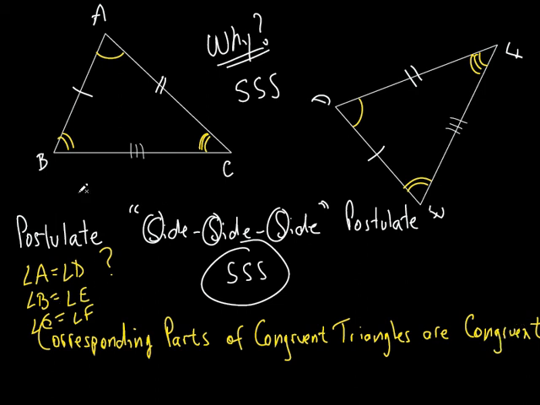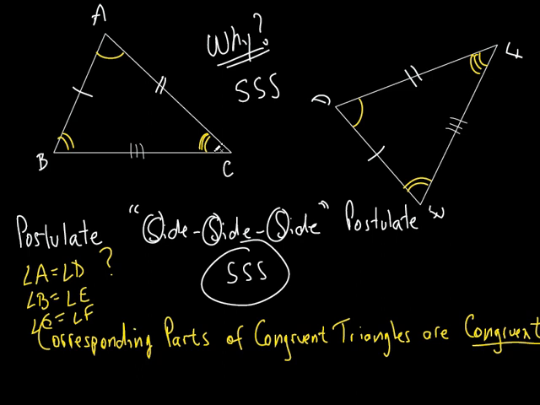Why is angle B equal to angle E? Well, look, they're corresponding parts. They match up with each other, and they're part of congruent triangles, right? They're corresponding parts of congruent triangles, so what must be true about them? They've got to be what? Congruent. See how that works?